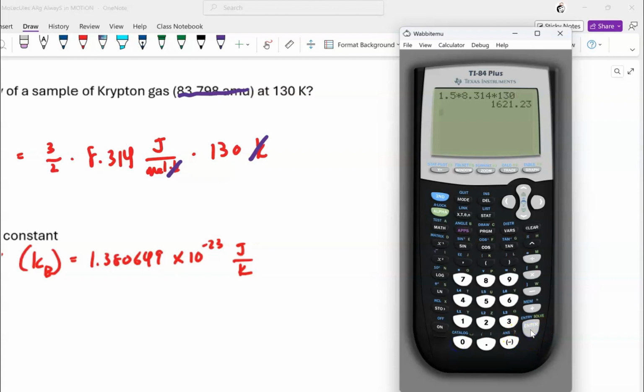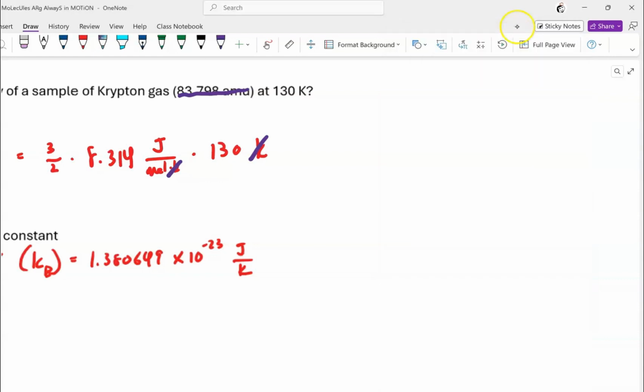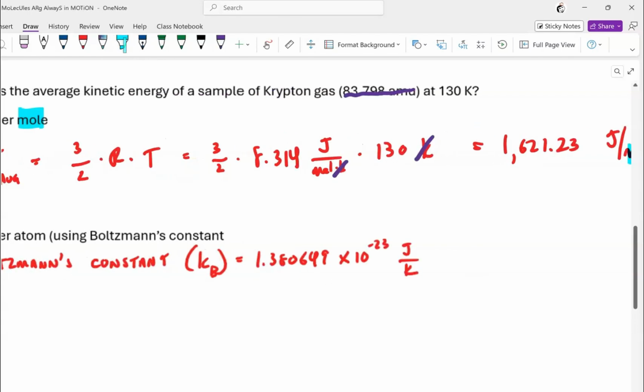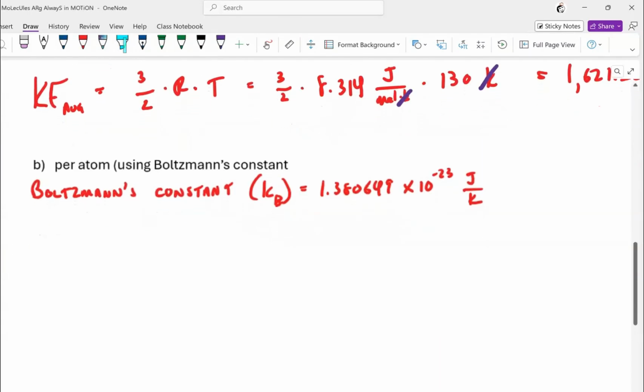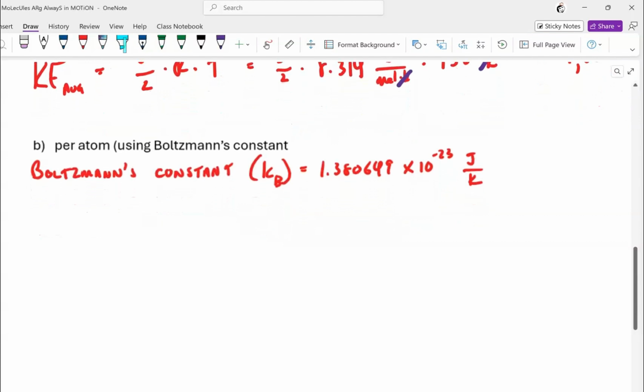Here is our kinetic energy in joules per mole, 1621.23 joules per mole. We'll come back to that moles part in a little bit because we're going to answer the second part using Boltzmann's constant, but we're going to see that you can get that same answer if we take joules per mole and convert it to molecules. So let's try this one.